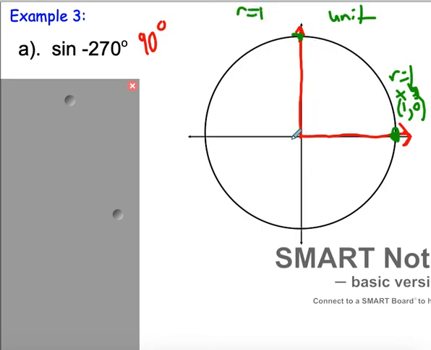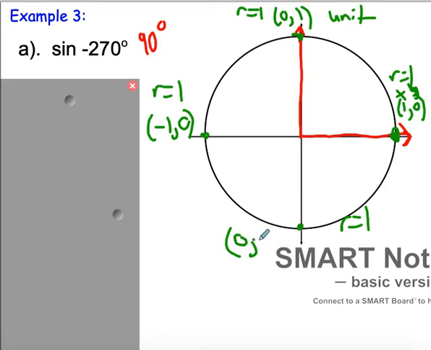but our x, we don't go left or right any. So our x is 0, but our y goes up 1. Over here, r is still 1. Now you go over to the left on the x value, so it'd be negative 1, but you don't go up any. And down here, r is still 1. X, you don't go to the left or right any, but you do go down 1. And so we're going to use our x and y values here.